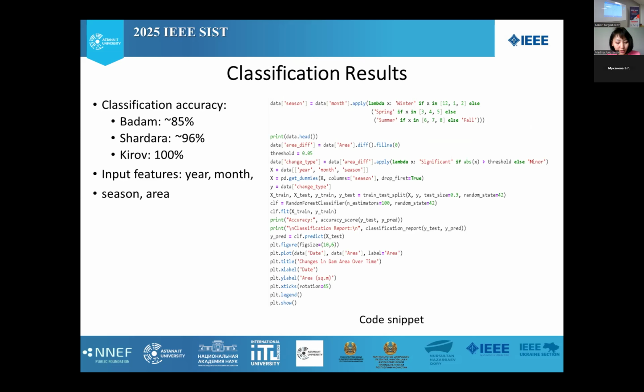The classification accuracies show high performance, and the model with a 5% area change threshold was able to accurately classify the change as significant. Your input features are year, month, season, and area. What is your output classification labels?